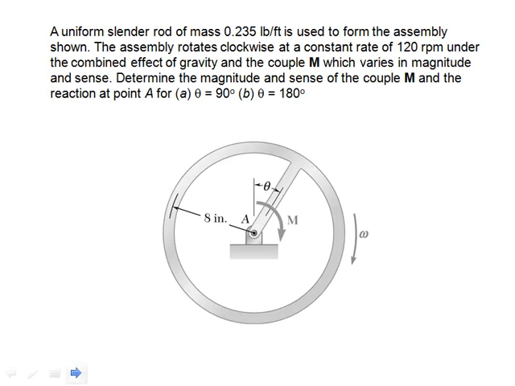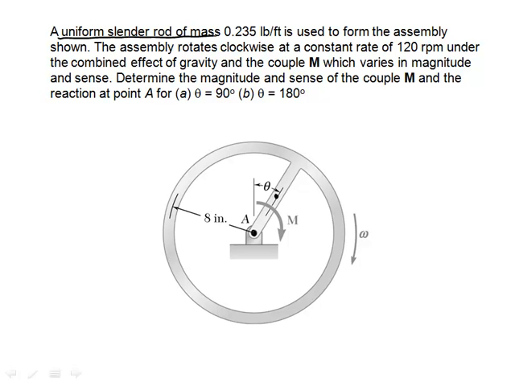We have a uniform slender rod with a mass of 0.235 pounds per foot. That's actually a weight per unit length. And it makes this assembly which contains a spoke. I'll consider this part to be the spoke. And then the ring, which is the outside part. Now the center of mass of the ring is located at point A, the center of the system. The center of mass of the spoke is at the middle of the spoke. Because it is a uniform density, the mass will be uniformly distributed, so the center of mass of that spoke is in its middle.